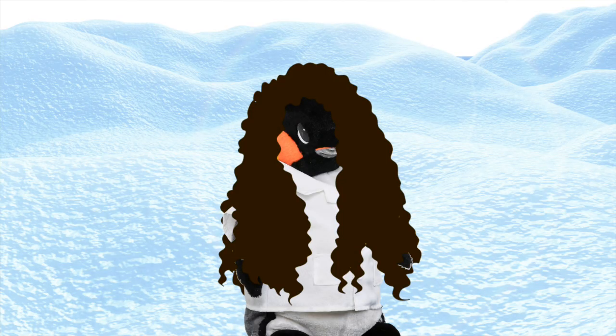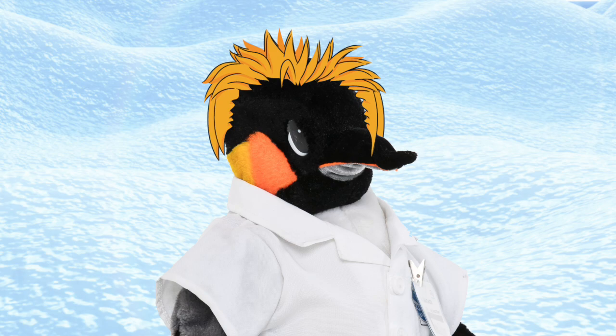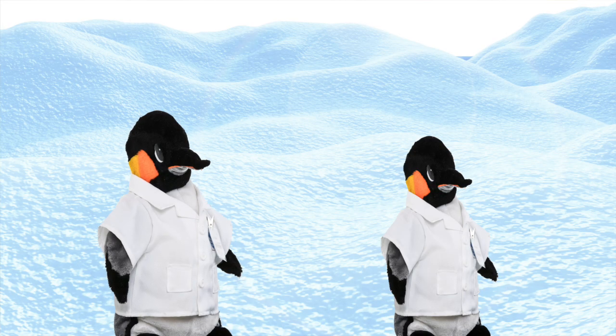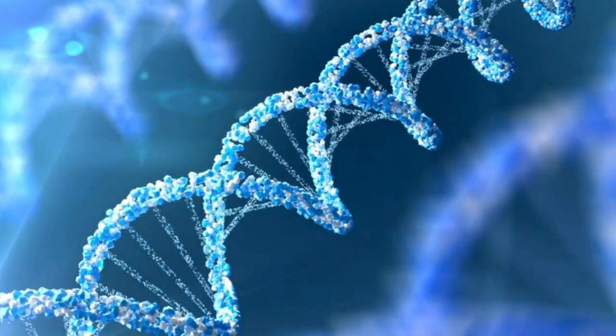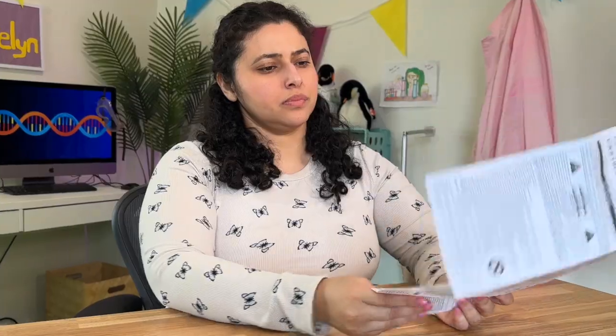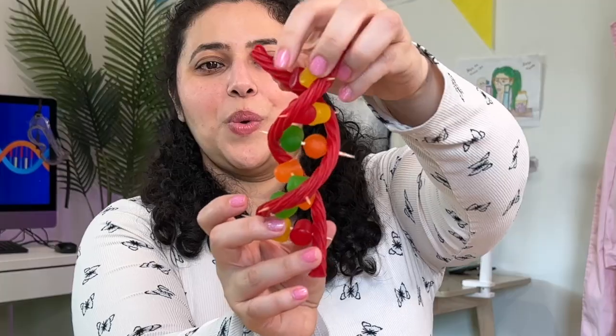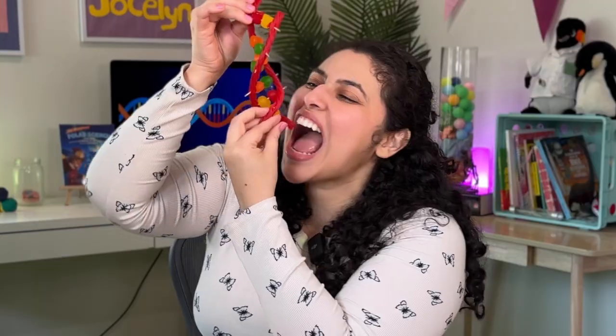Have you ever wondered why some of us have curly hair or straight hair, blonde or red hair? Why some of us are taller or shorter? It's all because of something in our body called DNA, which is like the instruction manual on how to make us. And today we're going to make a DNA model that's so good, you could eat it.